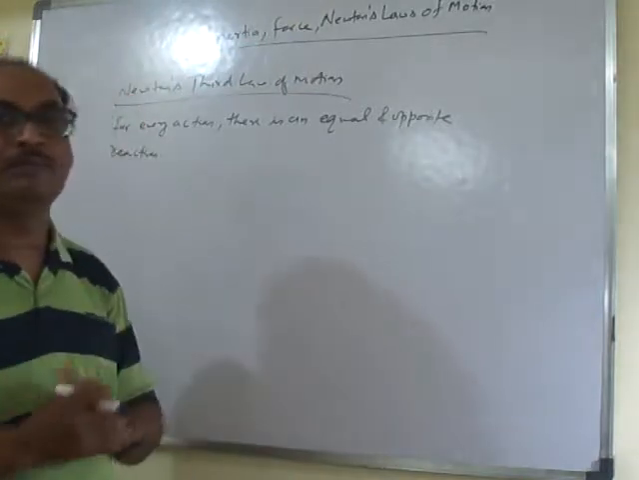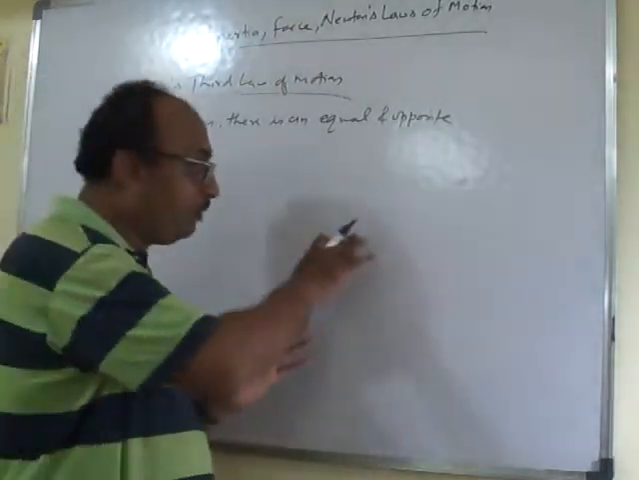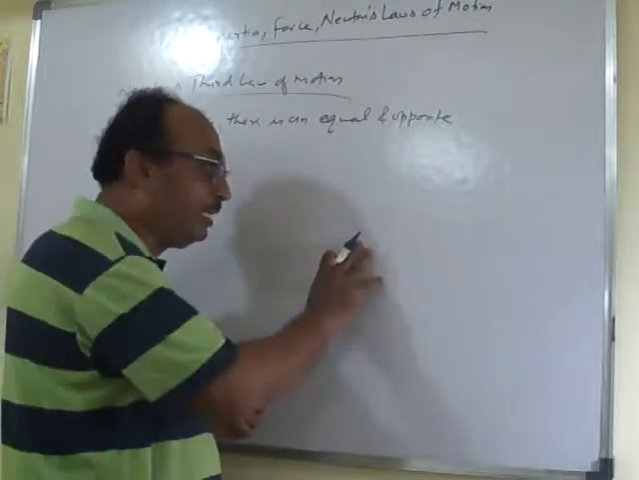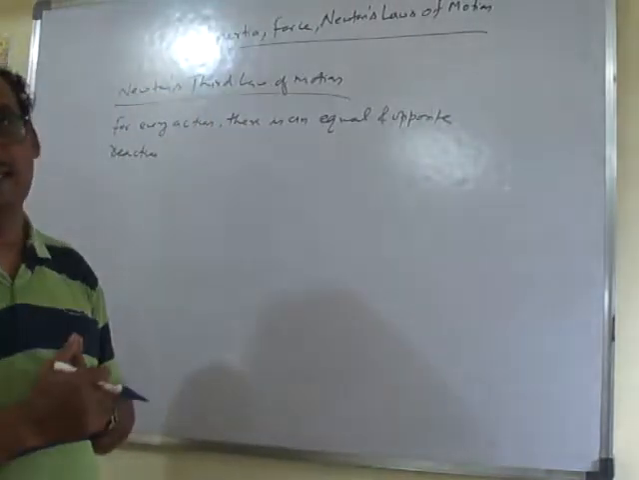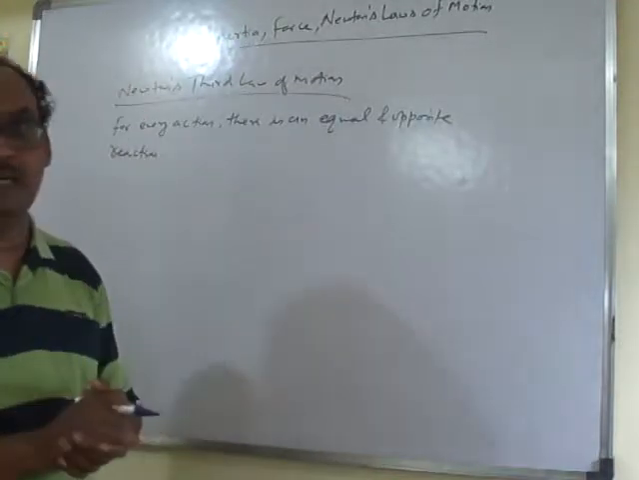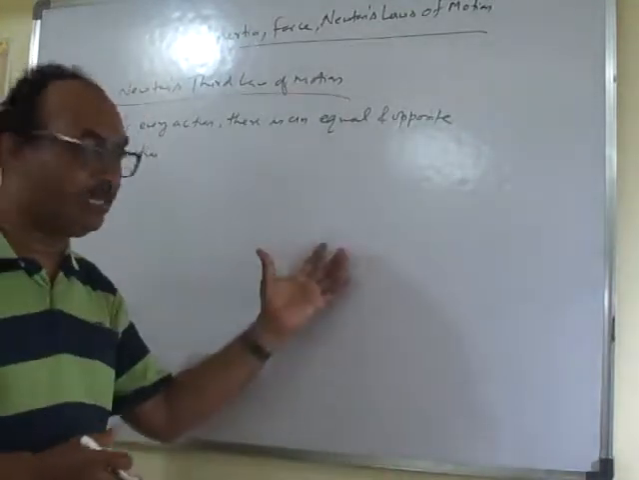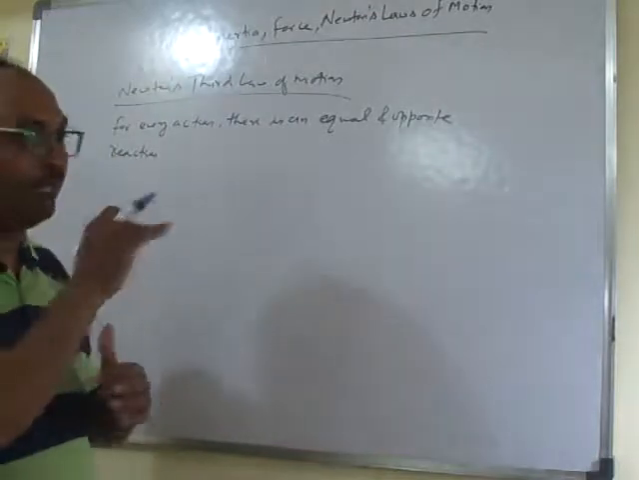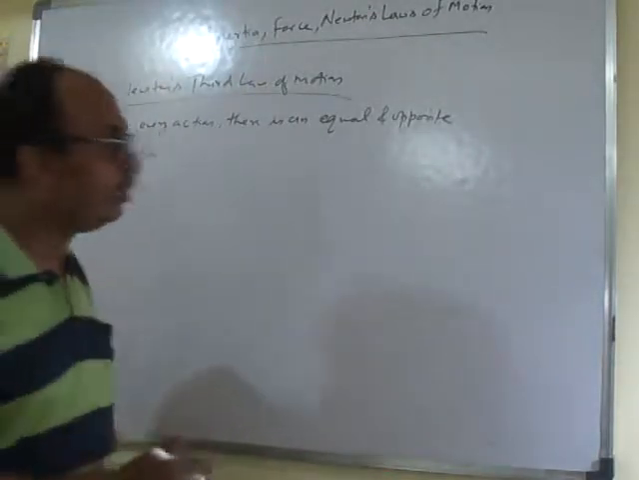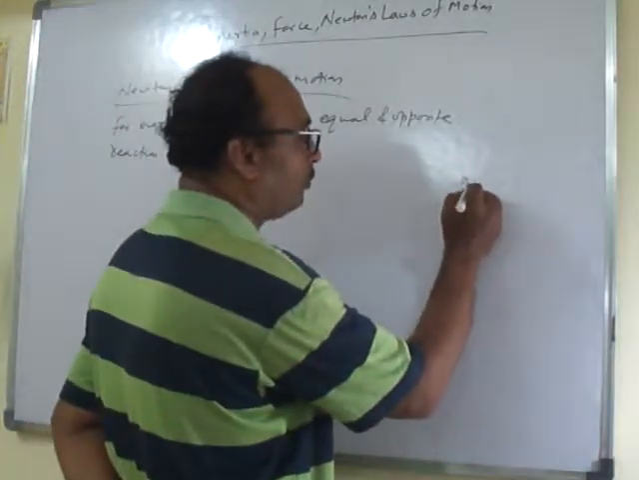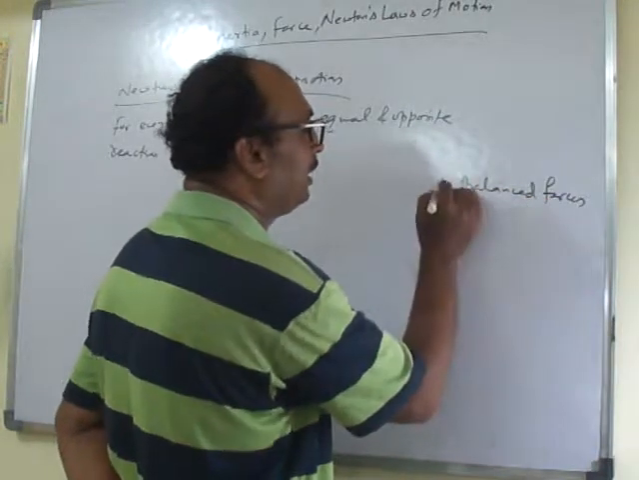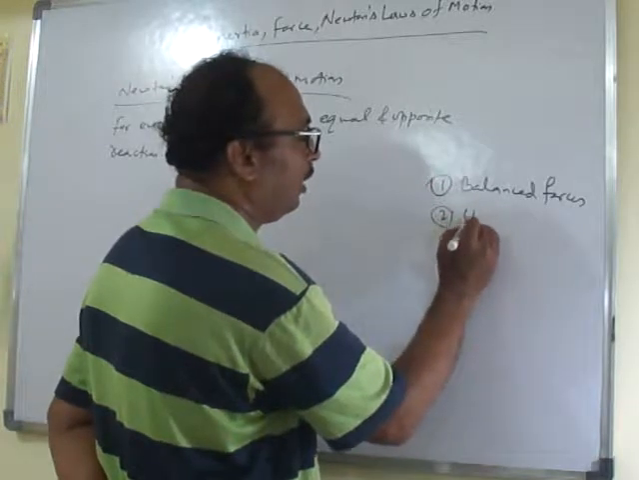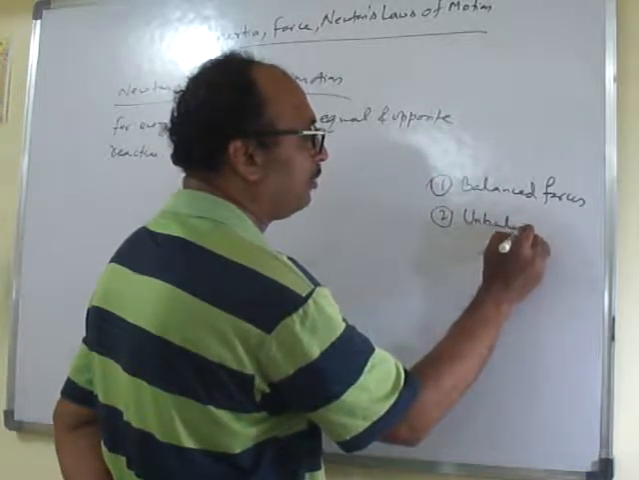If I apply a force and make this board move, then my force will be more than the force exerted by the board on my hand. In that case, it will be an unbalanced force. There are two types of forces: balanced forces and unbalanced forces.